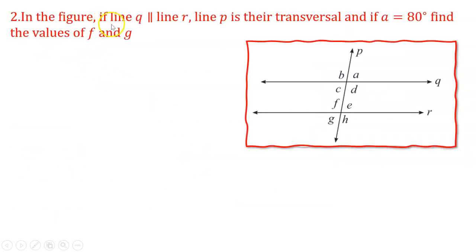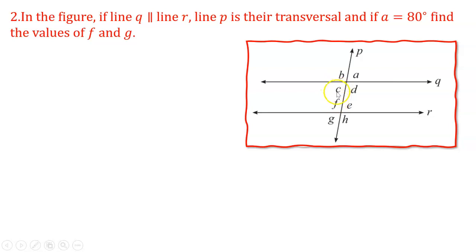In the figure, if line Q is parallel to line R, P is their transversal and if A is equal to 80 degrees, find the value of F and G. Say orally, this question. Line Q and R are both parallel. P is their transversal, measure of angle A is 80 degrees. Then C will also be 80 degrees. Okay. Now we want to find out the measure of angle F and G.